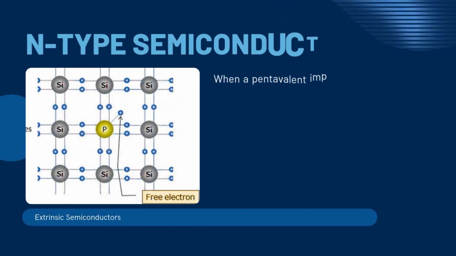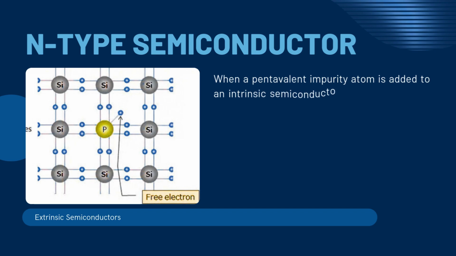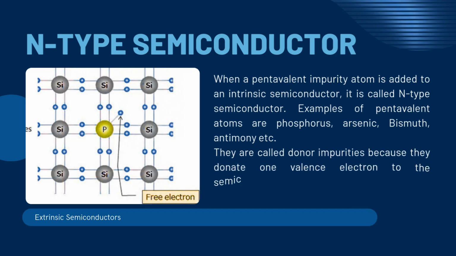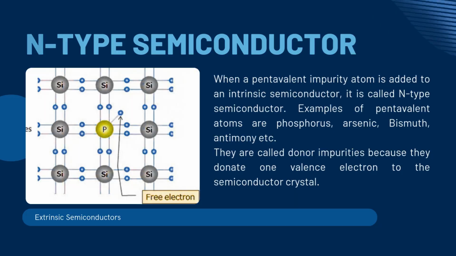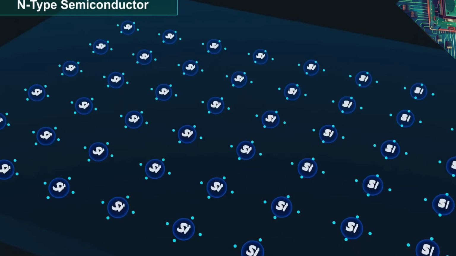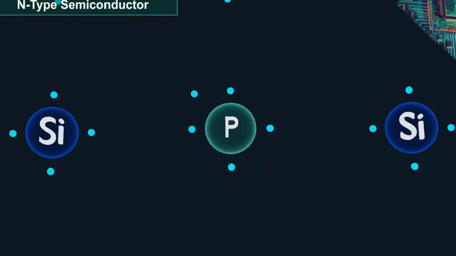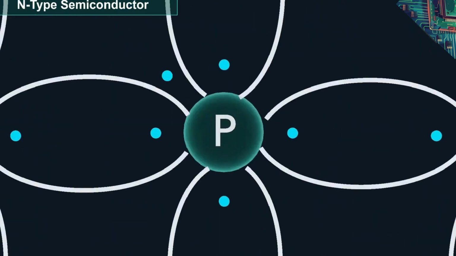When a pentavalent impurity atom is added to an intrinsic semiconductor, it is called an N-type semiconductor. Examples of pentavalent atoms are phosphorus, arsenic, bismuth, antimony, etc. They are called donor impurities because they donate one valence electron to the semiconductor crystal. We consider a phosphorus impurity atom added to a silicon atom. The phosphorus atom has 5 valence electrons. 4 of these form covalent bonds with 4 neighboring silicon atoms. And the 5th electron is excessive and loosely bound to the nucleus.